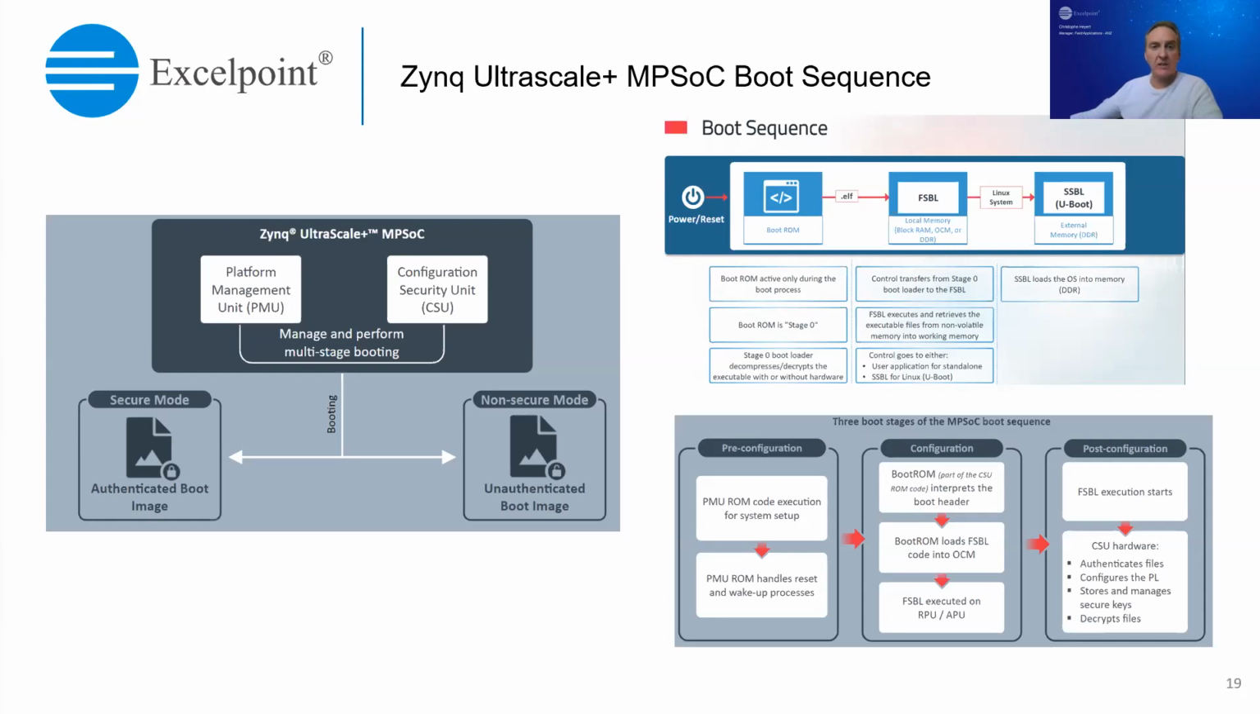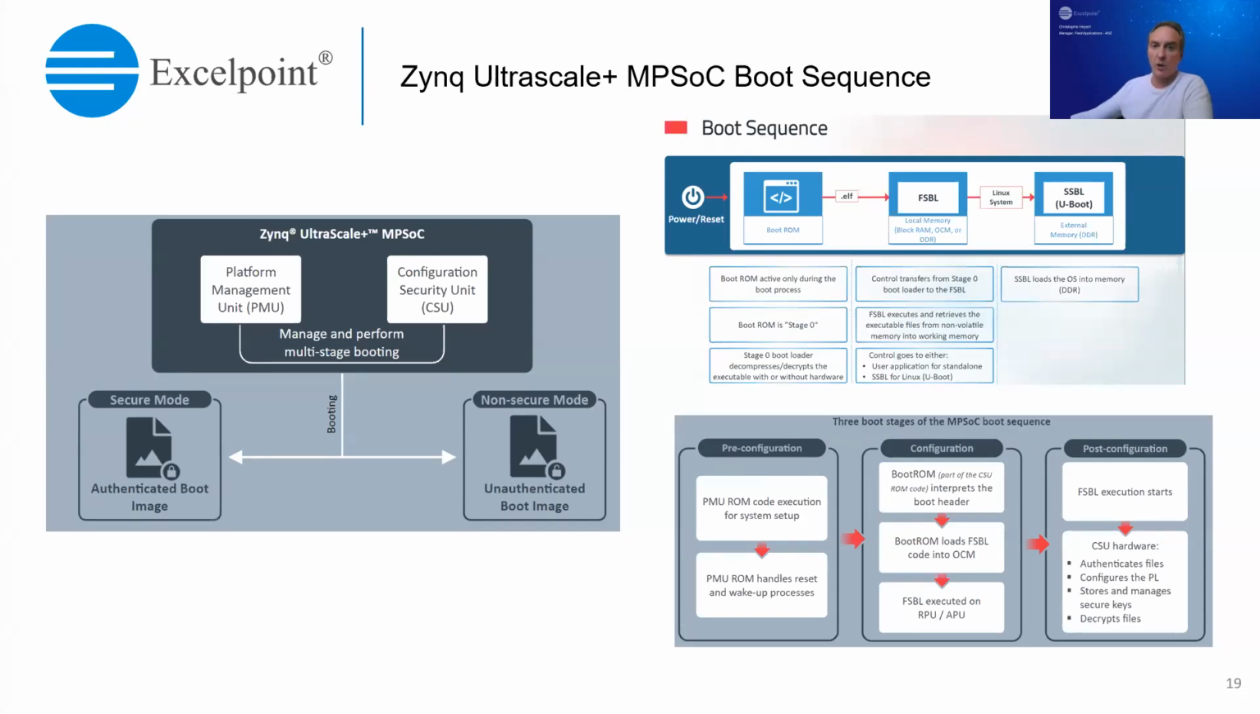The second stage is the configuration stage, where the boot ROM, which is part of the CSU ROM code, interprets the boot header, which is responsible for loading the first stage bootloader code for the PS into the on-chip memory. Here, both secure and non-secure boot modes are supported. Through the boot header, the first stage bootloader is then executed on either RPU or APU, whatever you've assigned to it. The third stage is then the post-configuration stage, which is after first stage bootloader execution starts.